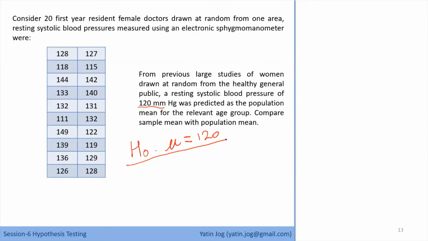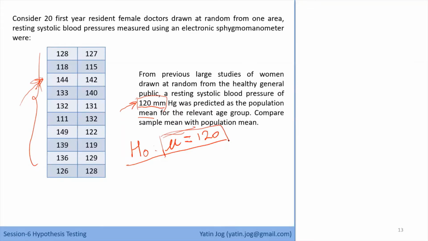When I say mu equal to 120, that is what I am trying to check. From previous large studies of women drawn at random from the healthy general public, a resting systolic blood pressure of 120 mmHg was predicted as the population mean. So this is what is given as the population mean. And I am considering that even the sample mean is the same. So when I say mu equal to 120, my basic assumption is there is no difference in population mean and sample mean.